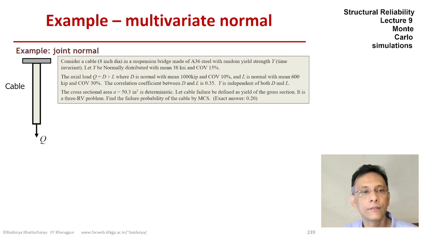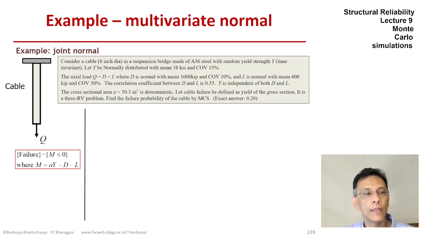Let's look at an example. We have encountered this problem already and we have solved this analytically, but it would be a good idea to repeat this and solve it through Monte Carlo simulations and see if the answer matches the already known answer. And so here we have y and d and l, the three normal random variables. Two of them are correlated, d and l, and we need to find the probability that m is less than or equal to 0.